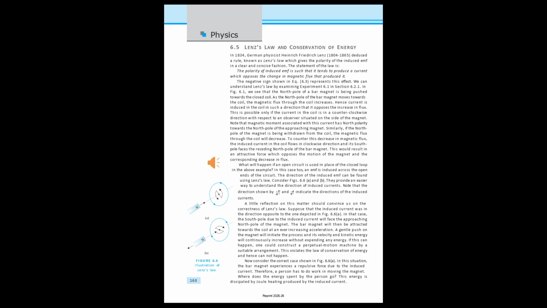The negative sign shown in equation 6.3 represents this effect. We can understand Lenz's law by examining experiment 6.1 in section 6.2.1. In figure 6.1, we see that the north pole of a bar magnet is being pushed towards the closed coil. As the north pole of the bar magnet moves towards the coil, the magnetic flux through the coil increases. Hence, current is induced in the coil in such a direction that it opposes the increase in flux.